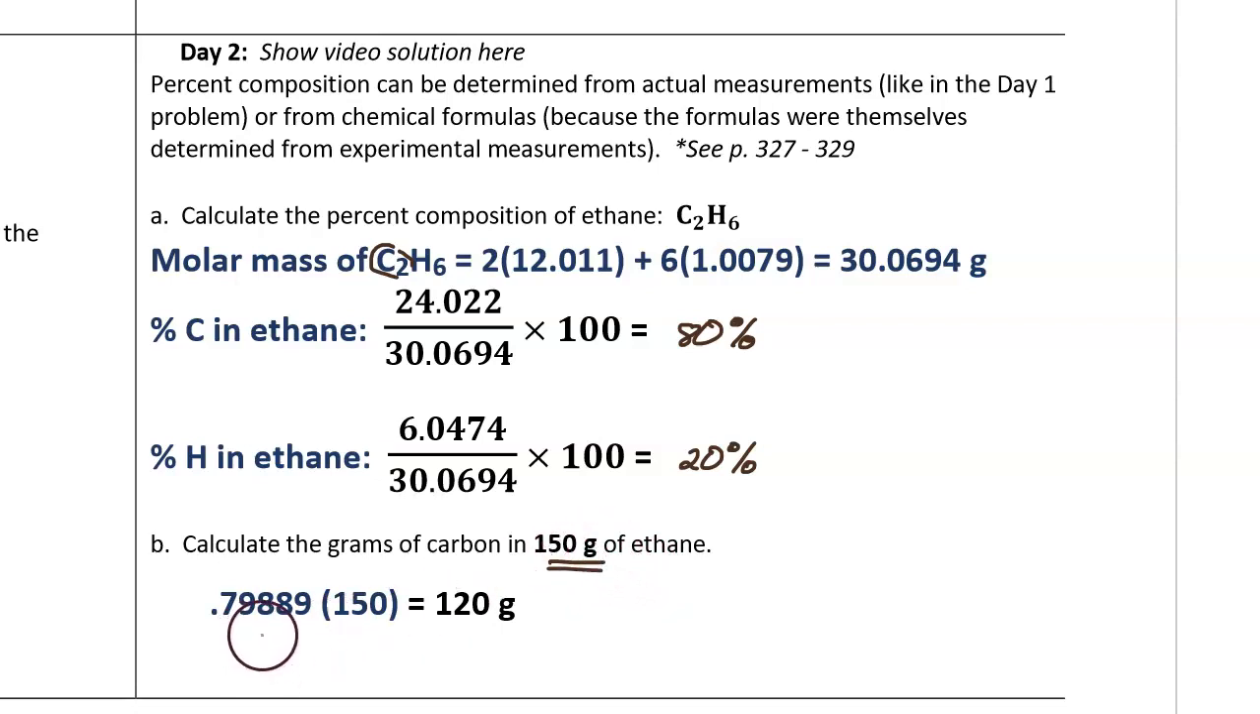I noticed I had typed the answer in earlier before actually recording my voiceover on this. Instead of 80%, I had written down the decimal that was originally on my calculator before rounding it. It was 79.889%. Up here I had rounded to 80%. So right here, that's where this is coming from. 0.79889 times 150 makes 120 grams. If you had 150 grams of ethane, then 120 grams of it is carbon. The rest of it would be hydrogen.